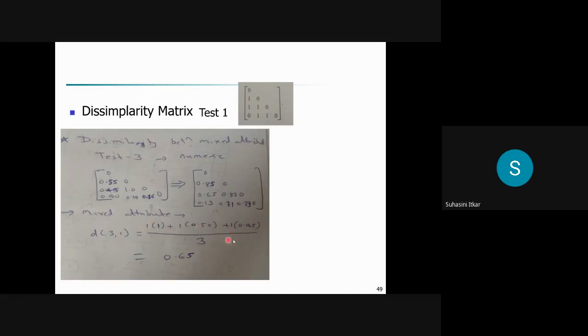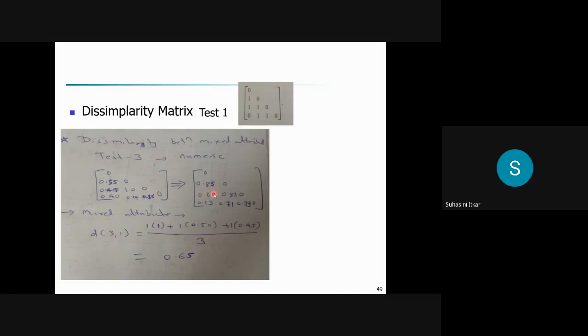And what are we expected to divide by? How many attributes are there? So 3 attributes are there, so we are dividing it by 3, and in that way we calculate the answer. So the dissimilarity matrix, or the distance measure based on the mixed attribute for objects 3 and 1, the output is 0.65. So in that way, this output is calculated.